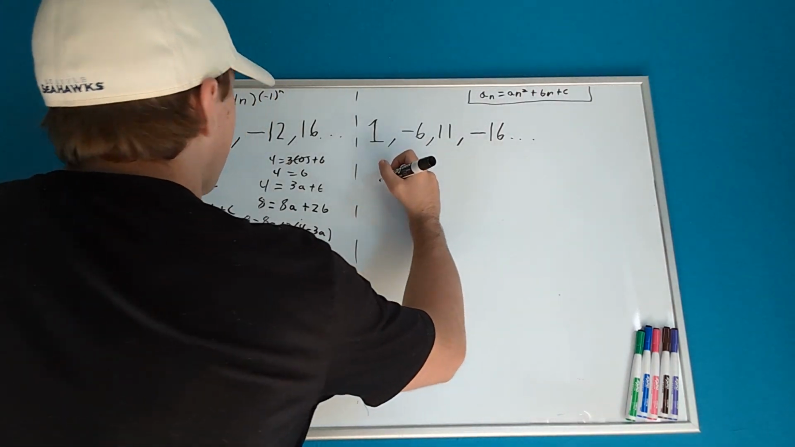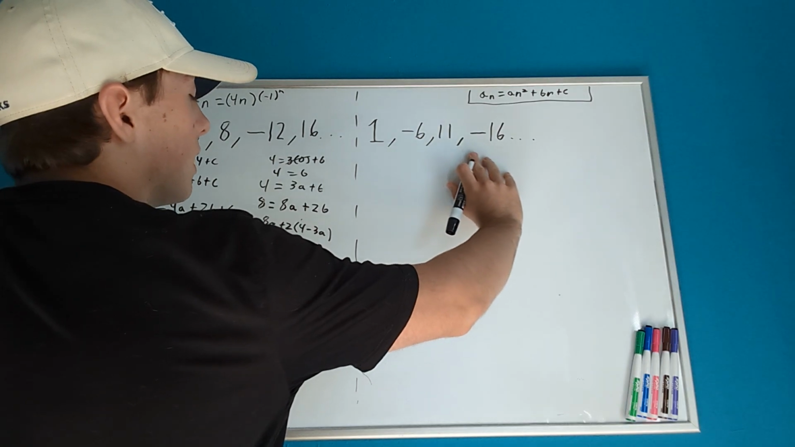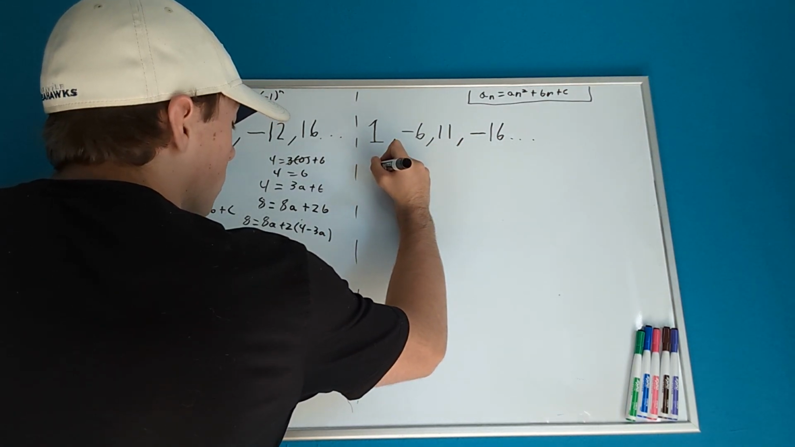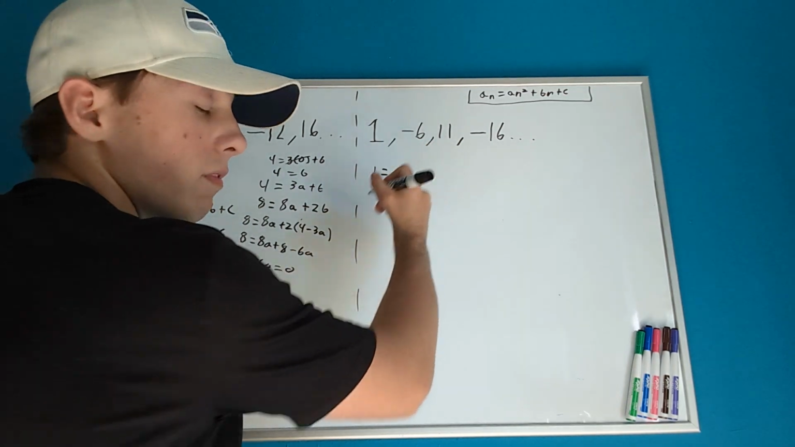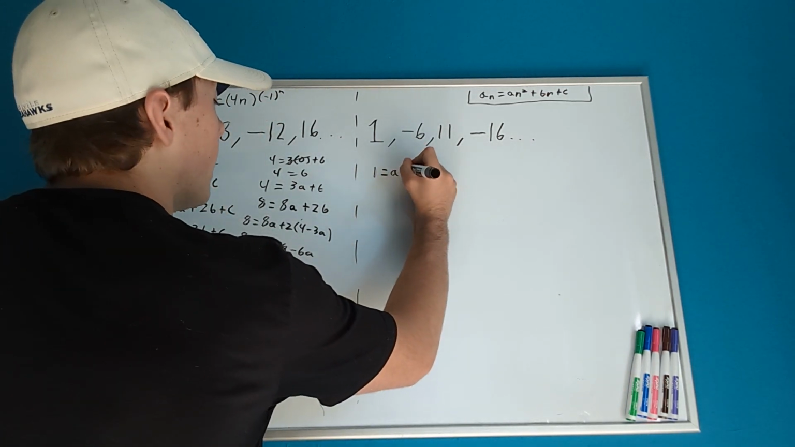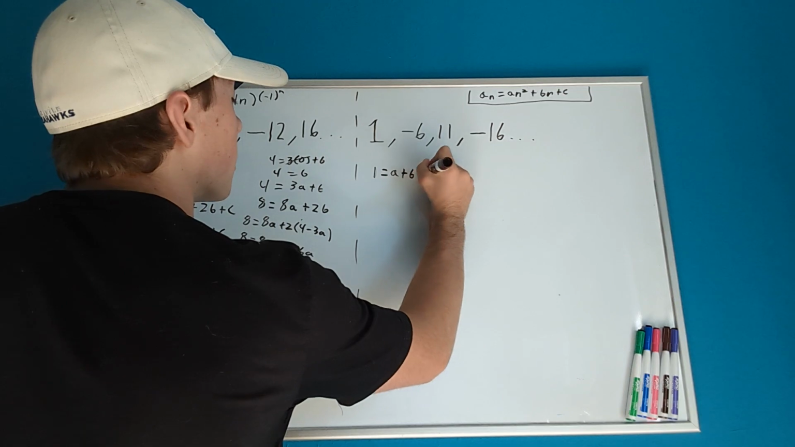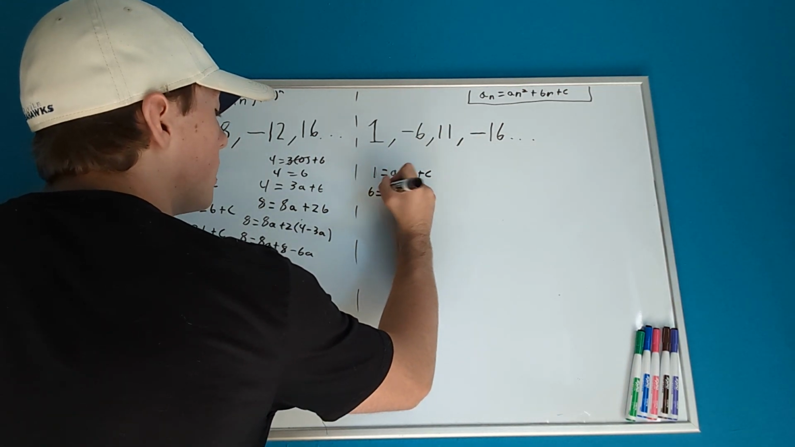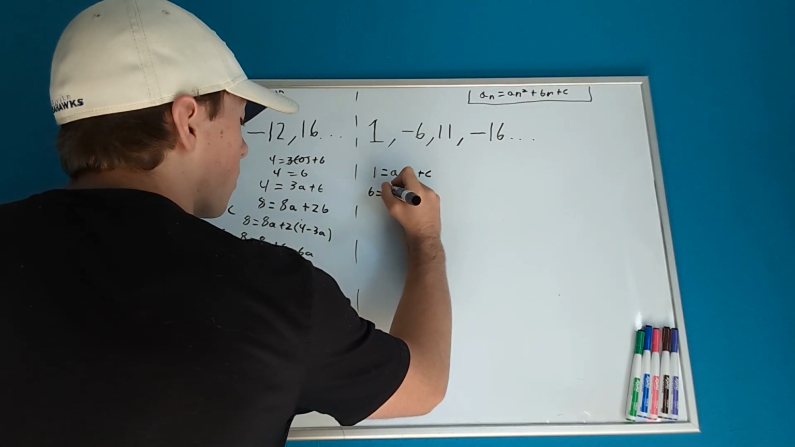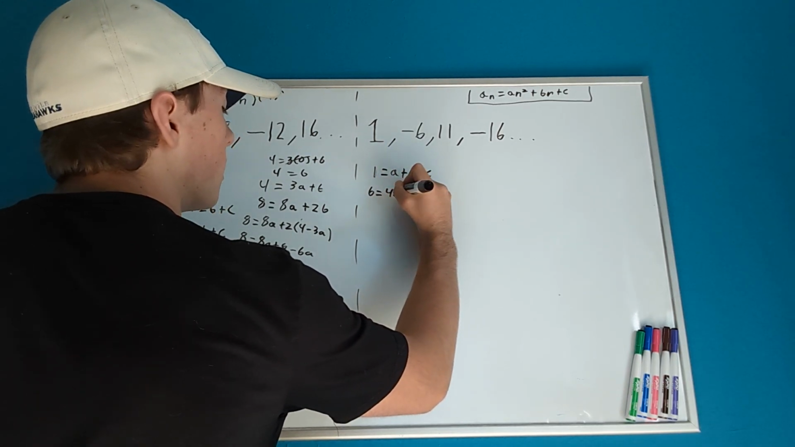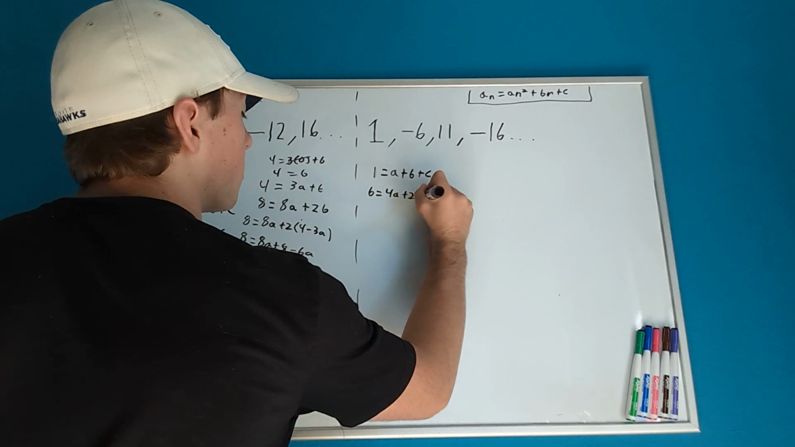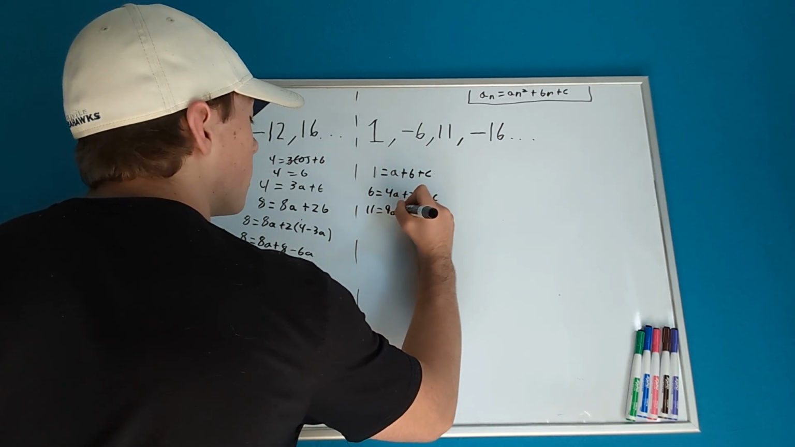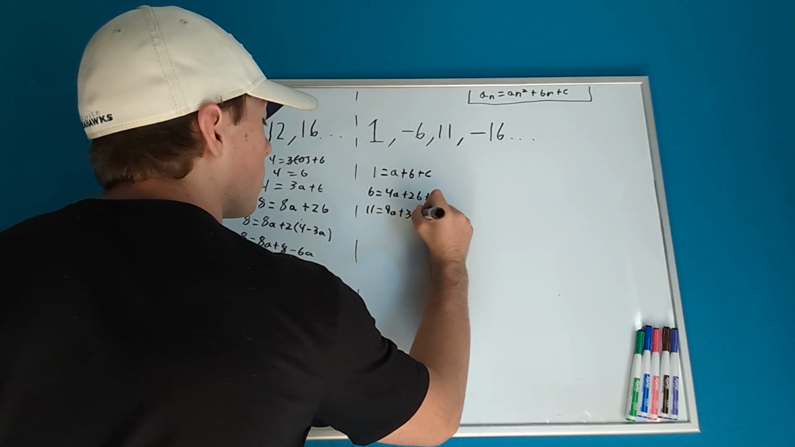So, once again, let's pretend like it doesn't alternate, and let's find the rule. So, I'm going to move a little bit quicker on this one. 1 equals A plus B plus C. All right? Then 6 equals 4A plus 2B plus C. 11 equals 9A plus 3B plus C.